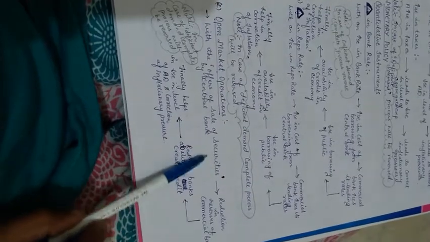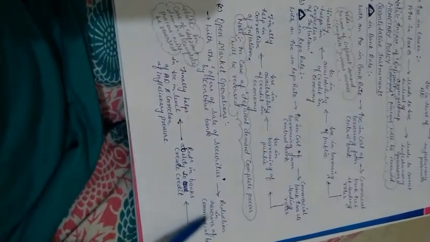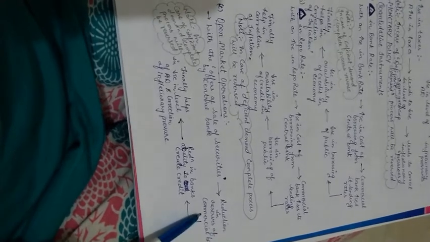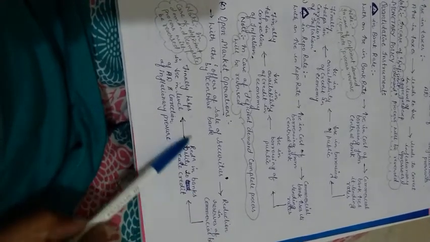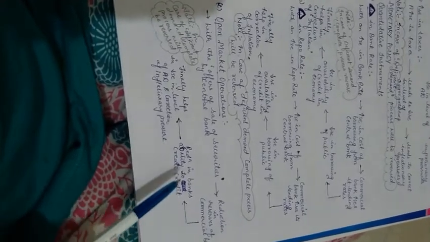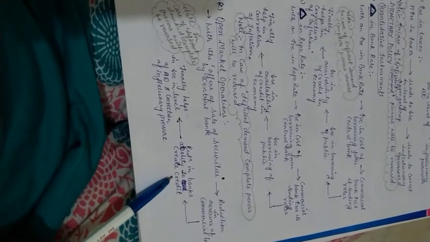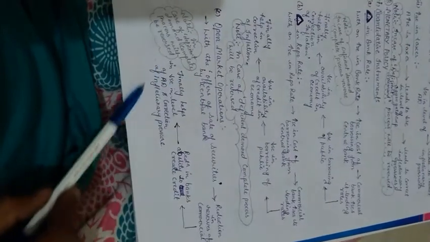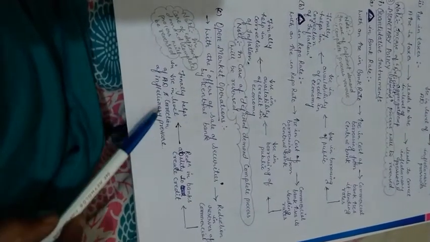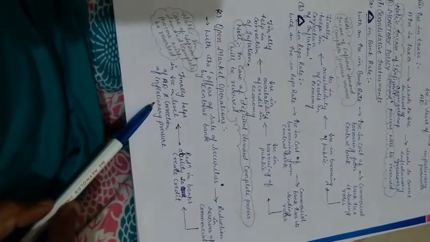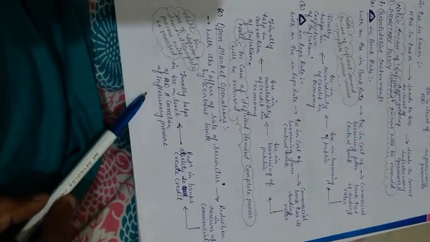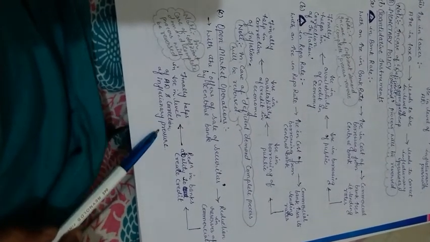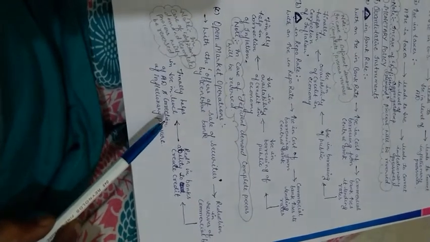If we sell securities, there will be a reduction in reserves of commercial banks. They will have less reserves. If they have less reserves, they will have less ability to create credit. If they have less ability to create credit, your aggregate demand will go low. If your aggregate demand goes low, you will move back to the original full employment equilibrium, and you will get all the measures of controlling the inflationary pressures.